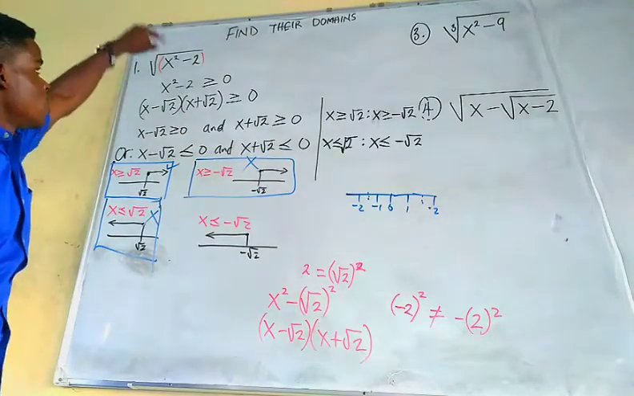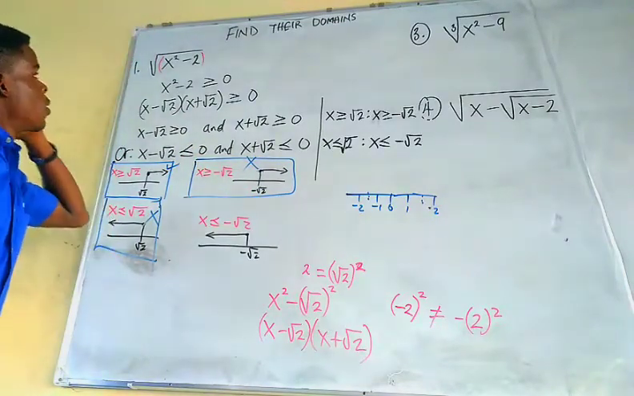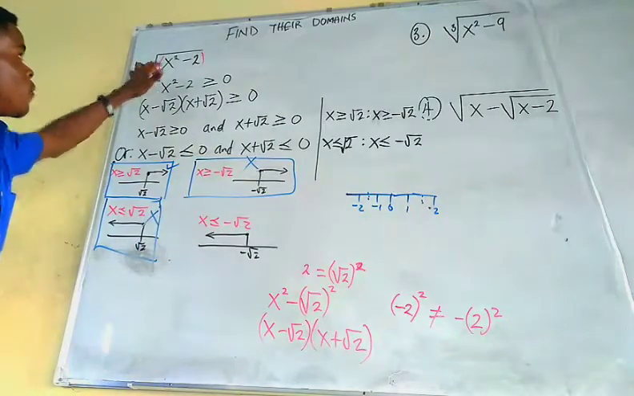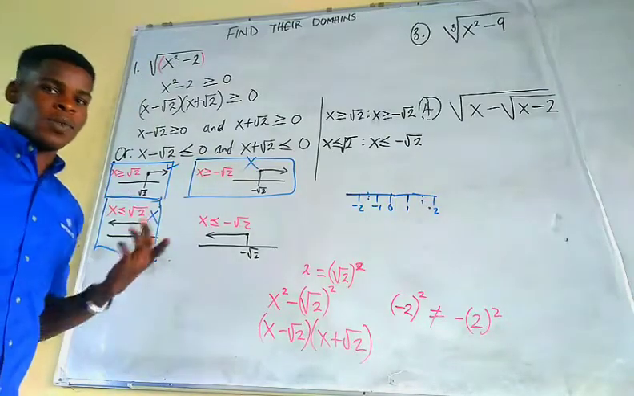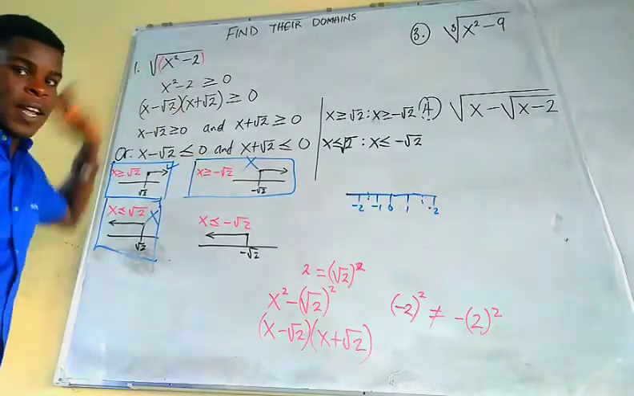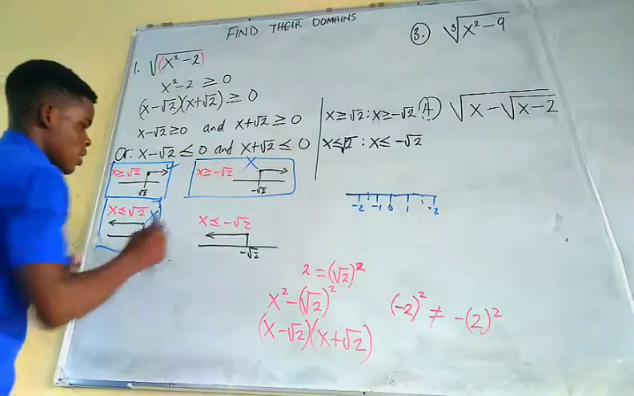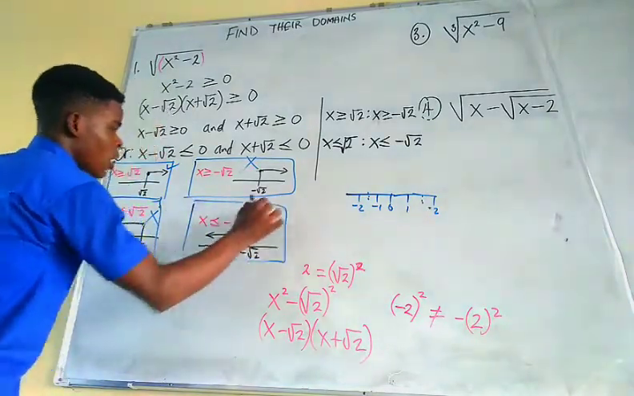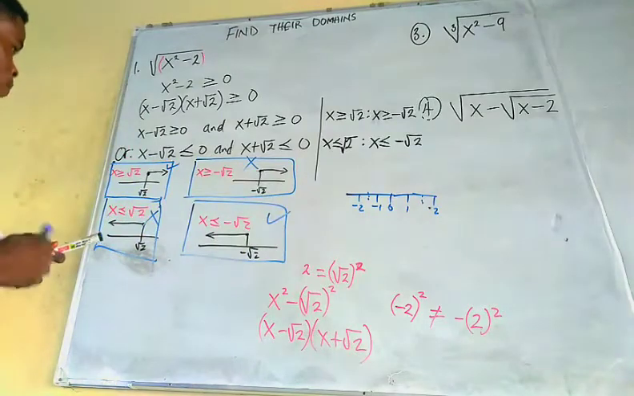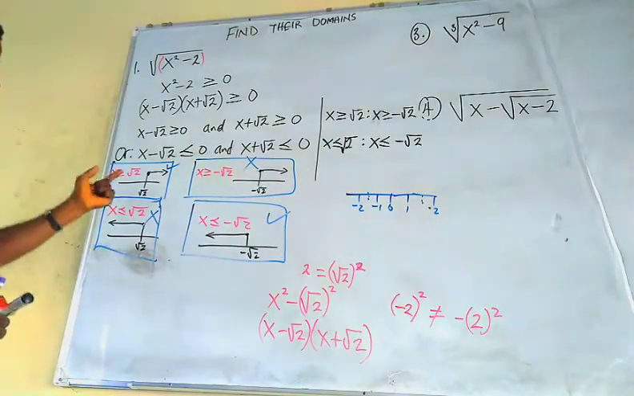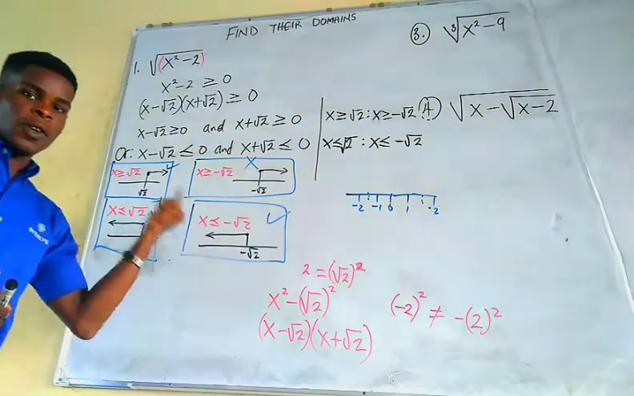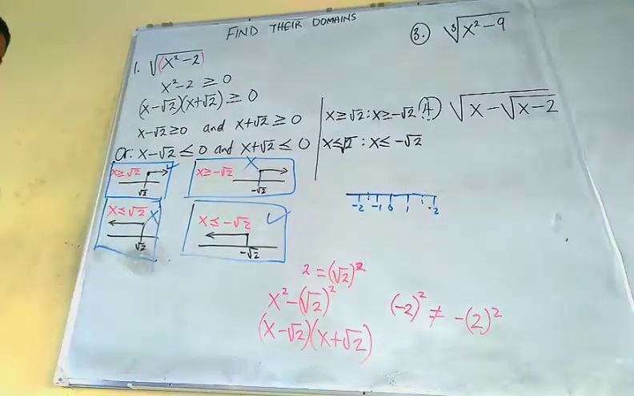Okay, you evaluate it, raised to power 2, you're going to have positive 4. And 4 minus 2 is going to be 2. And 2 is greater than 0, so the square root of that will exist. So this right here satisfies what you want as well. So the two intervals that satisfy are x greater than or equal to square root of 2 and x less than or equal to negative square root of 2.